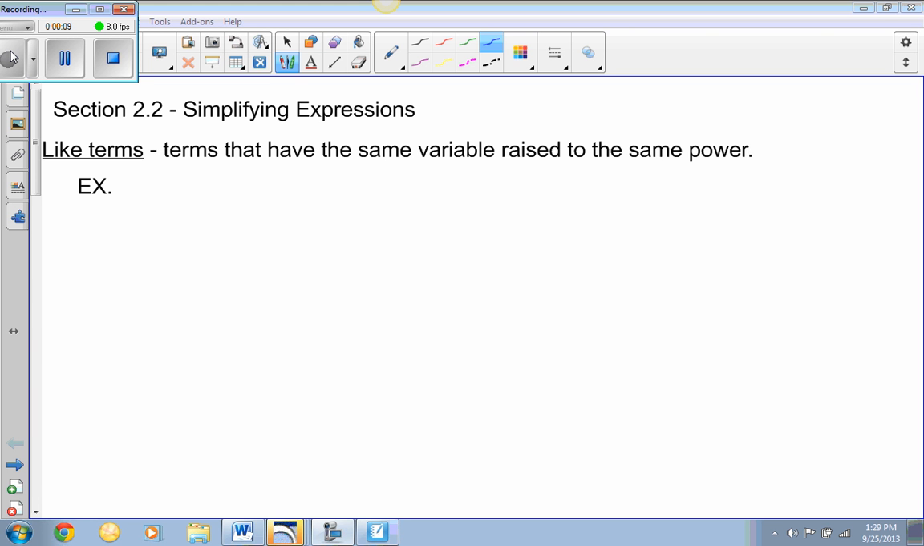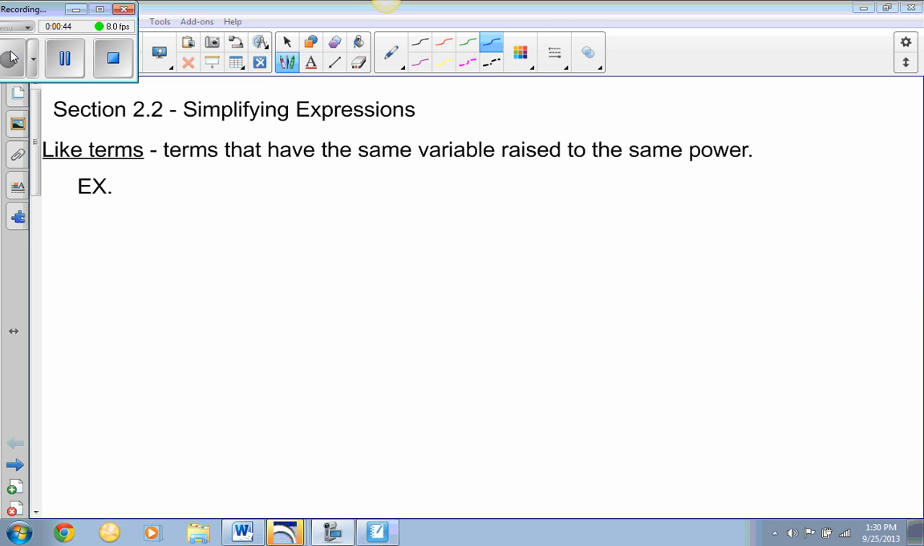on simplifying expressions. Now remember the other day we talked about the difference between an expression and an equation, and the fact that the only difference there really is that an equation has an equal sign and you can solve it. An expression just has numbers and variables. If it's an algebraic expression, it has variables. So when you're simplifying them, you have to find terms that are alike. Okay, so like terms. Terms that have the same variable raised to the same power.